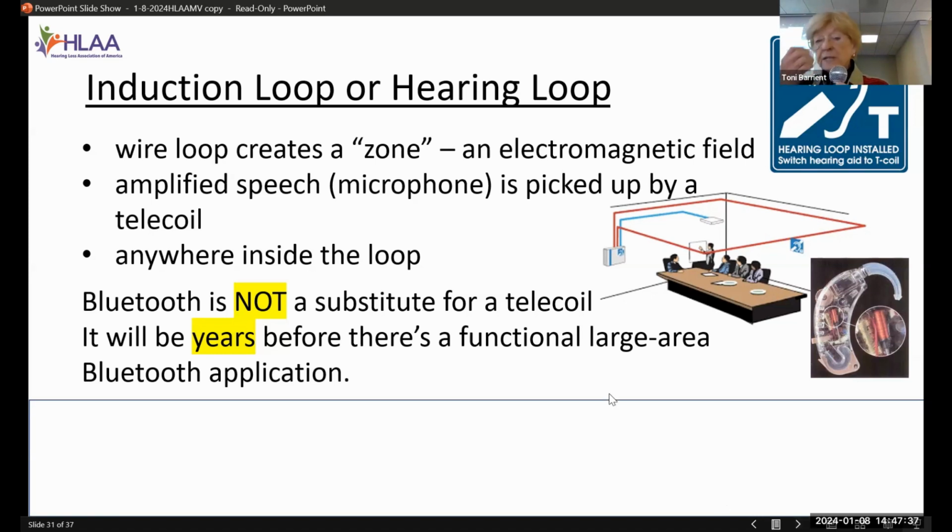Okay, so Bluetooth is not a substitute for telecoil. And I have information on the literature table there about what a telecoil is and what a hearing loop is.